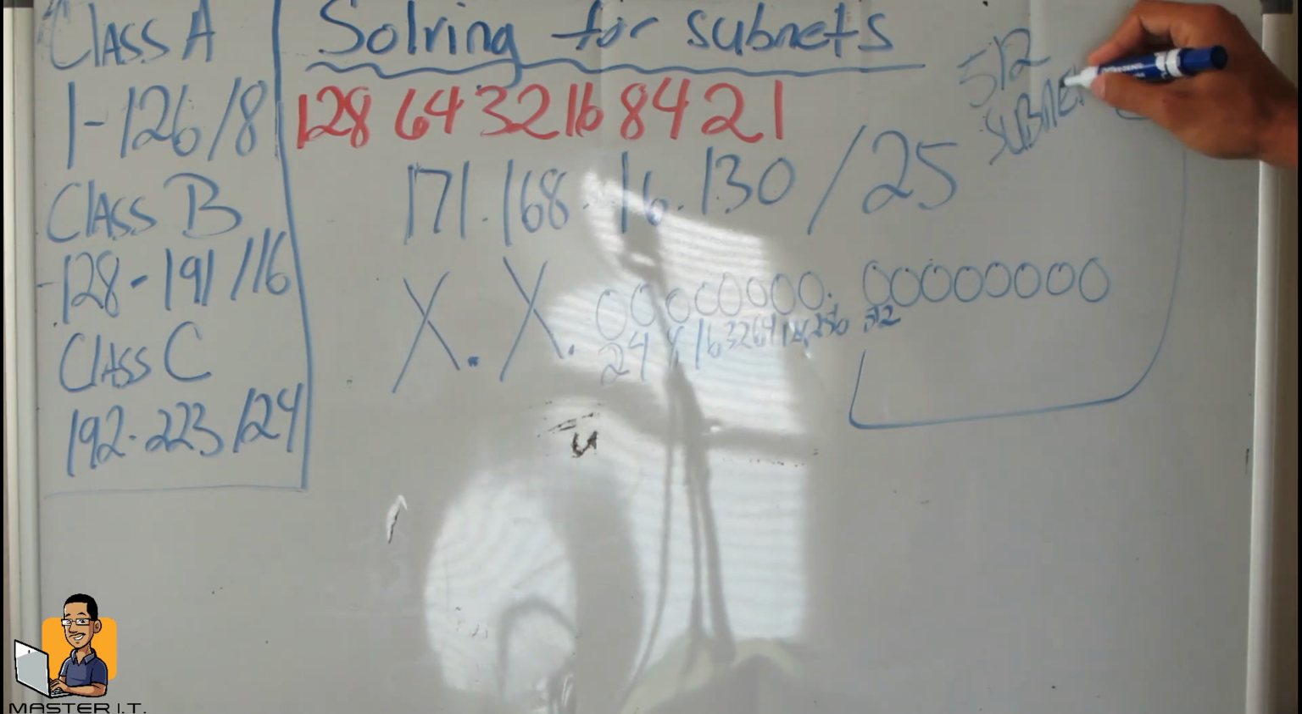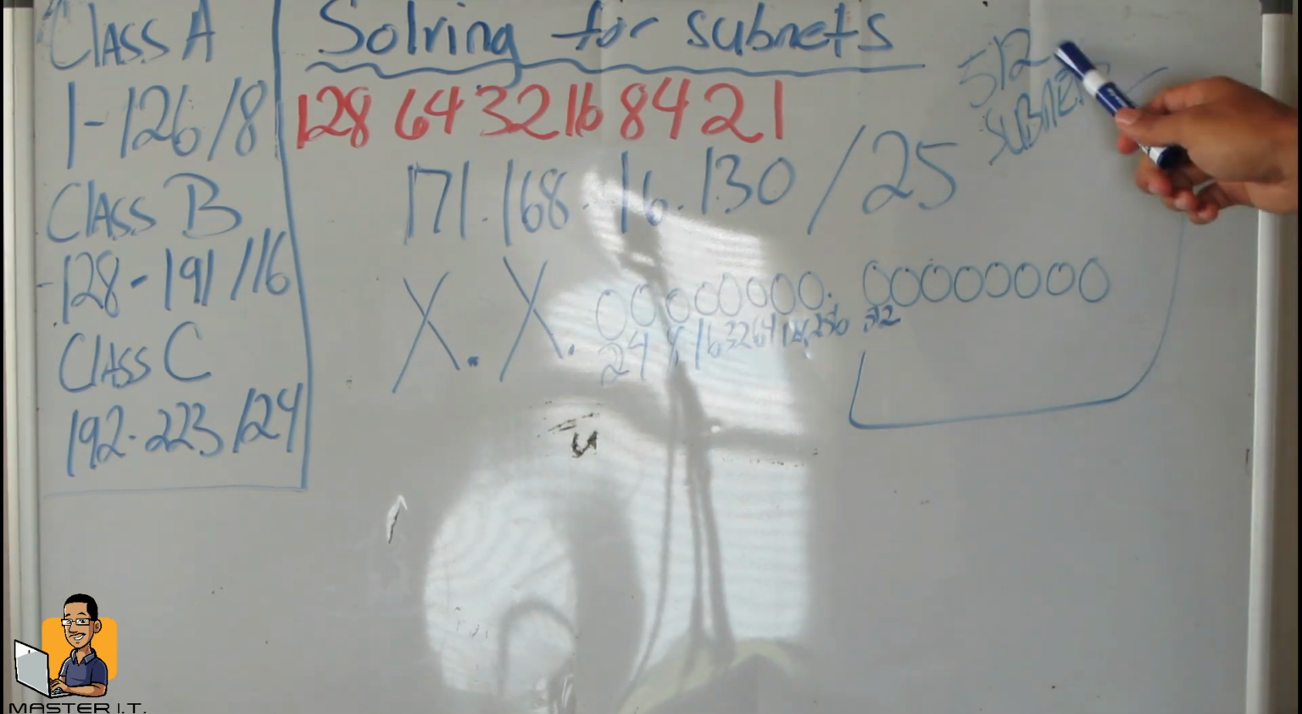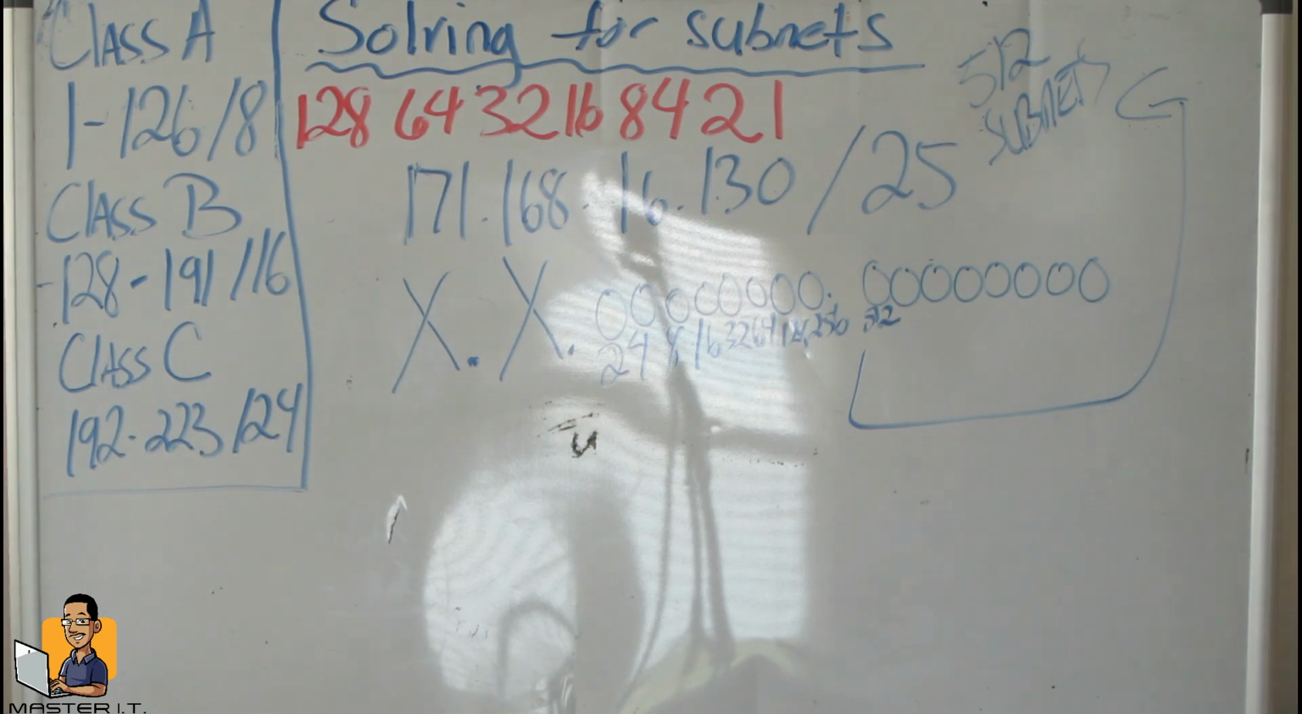Cautionary tale, gang: for subnets, you do not take away 2. Don't take away 2 for subnets. Just remember that. This is 512 subnets, and we can get 126 devices per subnet.